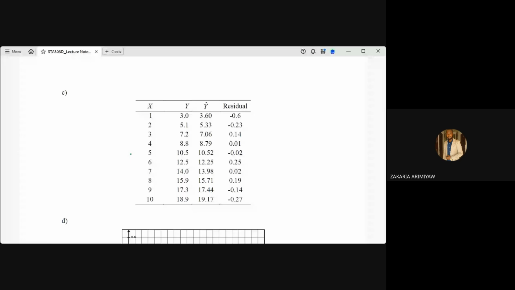In the next part, we are supposed to find or draw the residual plot for the data.